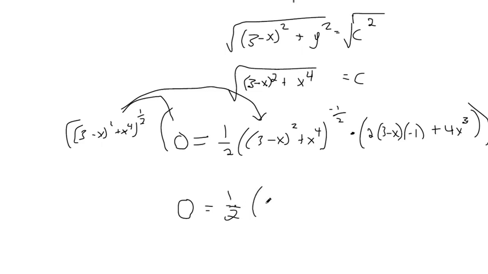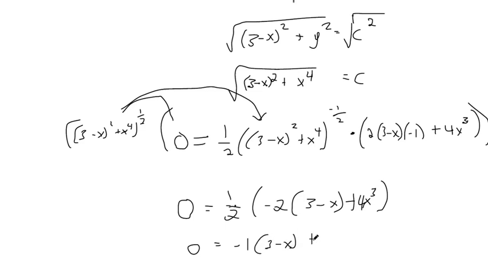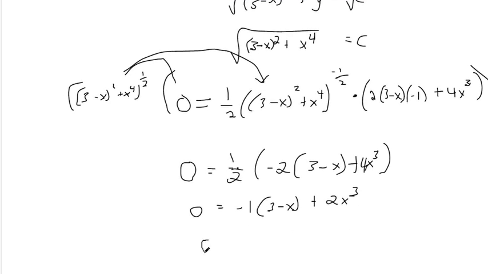And then here, this is negative 2, because that's 2 times negative 1, times (3 minus x), plus 4x to the 3rd. So I got 1/2 times negative 2, that makes negative 1. And then we got 1/2 times 4x cubed makes 2x cubed. Then we distribute the negative 1.